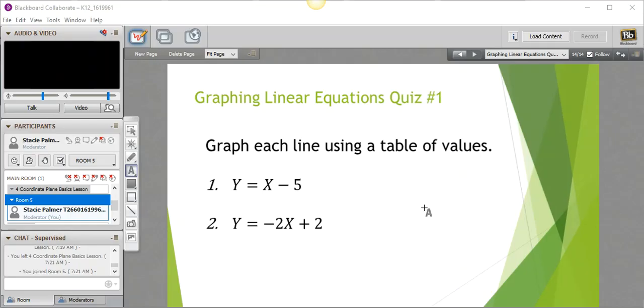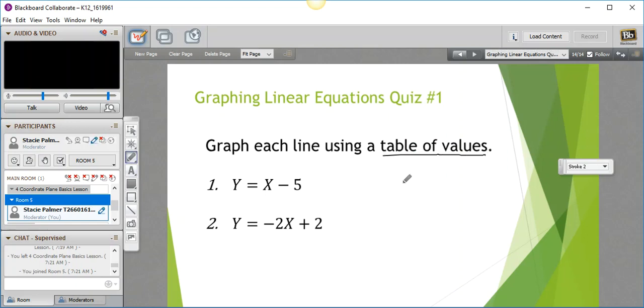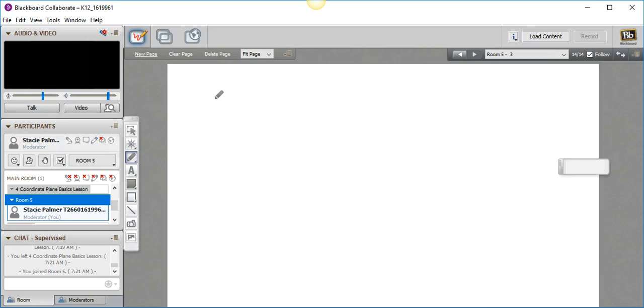Okay, so this is what the quiz looks like. It says graph each line using a table of values. And so for this quiz, there are 2 things that I'm going to be looking for. I'm going to be looking for your table of values, okay? And I'm also going to be looking for the graph of the line. Okay, so you need to do those 2 things. So let me go ahead and show you a practice problem here.